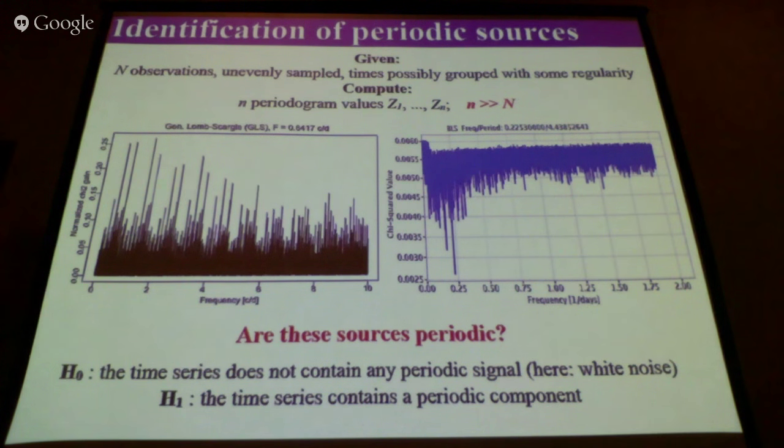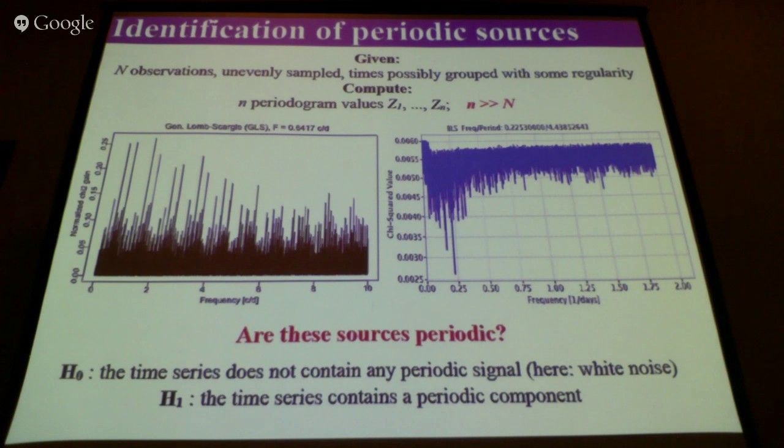So here I give the setup. We are given n observations. Usually it's just a handful. For Gaia it's less than 200. And from this, we compute a huge periodogram with several hundreds of thousands of values. So this is a huge number, not just with respect to the number of observations, but also to the frequencies which you would expect in the best frequency range.